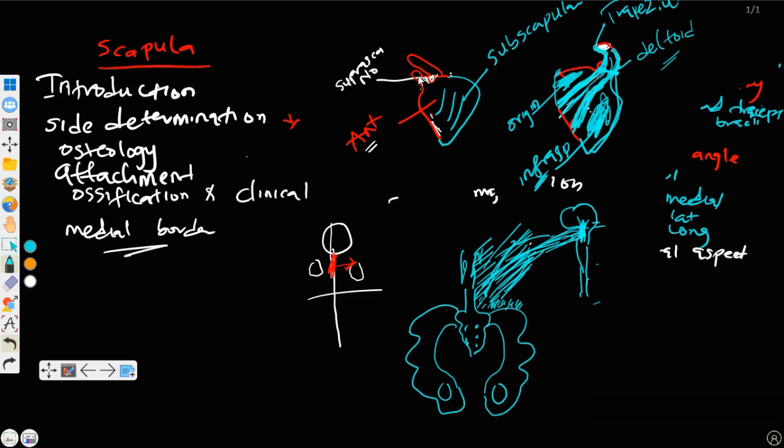At the anterior surface, what is it? The subscapularis muscle getting origin. So these are basically the muscles that are originating from the anterior as well as the dorsal surface.